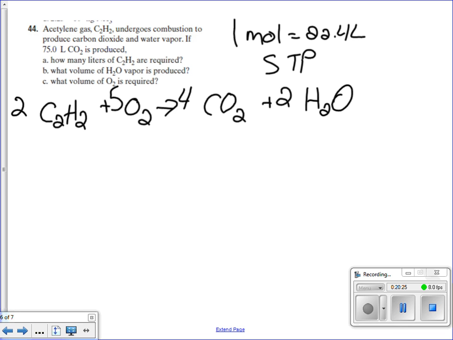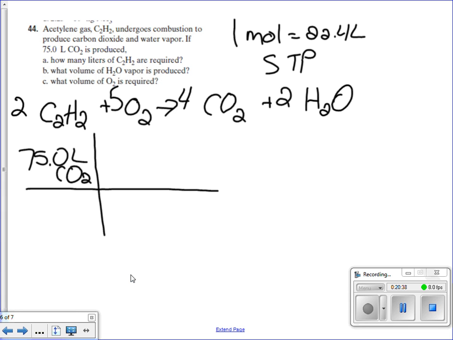All right, so we have 75 liters of carbon dioxide, so we know automatically we're going to start with that. It's the only number they've given us. And we have to figure out how many liters of acetylene that's going to produce. So we have units of liters. The only thing we can do with liters is 22.4 liters is equal to 1 mole. Since we want liters to cancel out, we're going to put 22.4 on the bottom. So we have to put 1 mole of CO2 on the top.